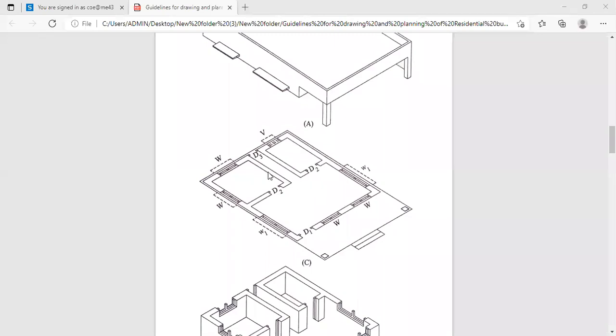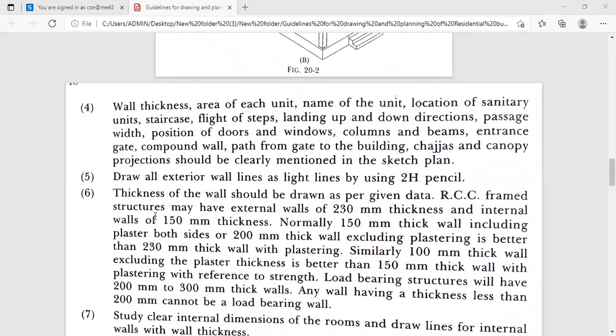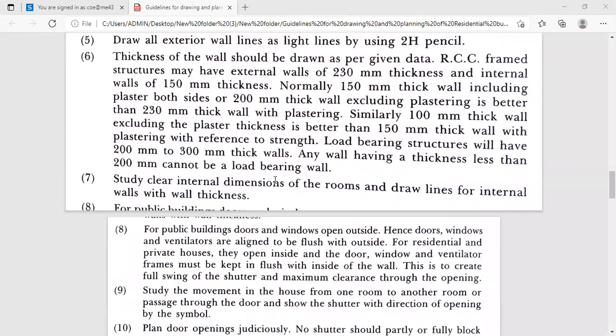Here you have to provide the wall thicknesses. That is the point. The thickness of the wall should be drawn as per the given data. An RCC framed structure may have external walls of 230 mm thickness and internal walls of 150 thickness. Generally in RCC framed structures, you provide external walls of 230 thickness and internal walls of 150 thickness. And normally a 150 thick wall including plaster on both sides, or a 200 thick wall excluding plaster, is better than a 230 thick wall with plastering.